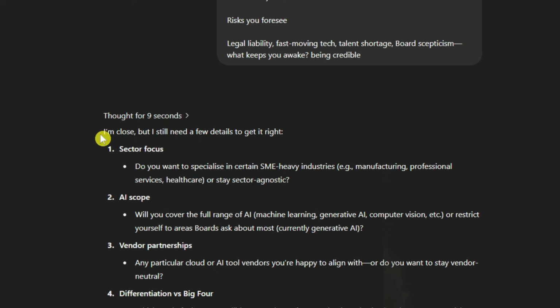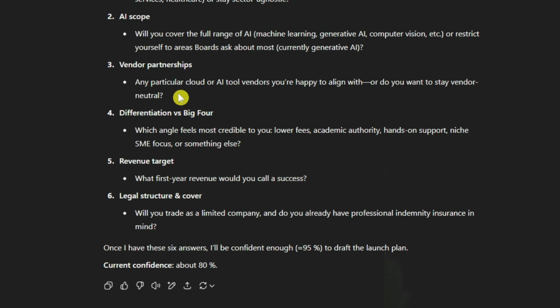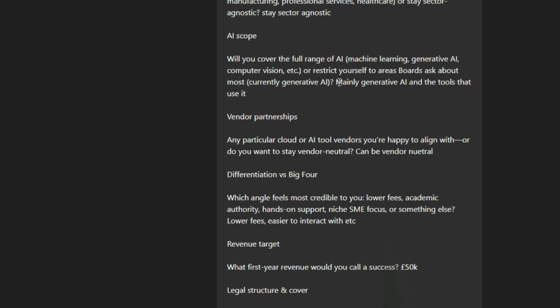Then it said, I'm close, but I still need a few details to get it right. It asked about sector focus, AI scope, vendor partnerships, differentiation with the big four, revenue target, legal structure. And again, I answered these here. Sector focus: do you want to specialize in certain SME-heavy industries? I said, stay sector agnostic. AI scope: mainly generative AI and the tools that I use.